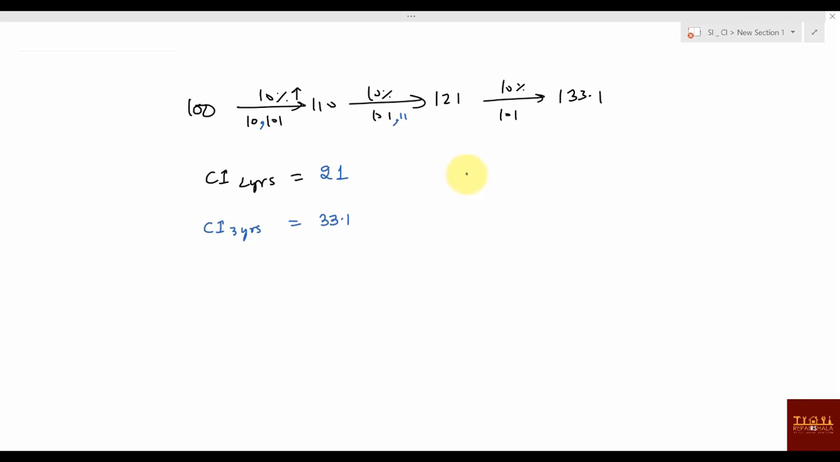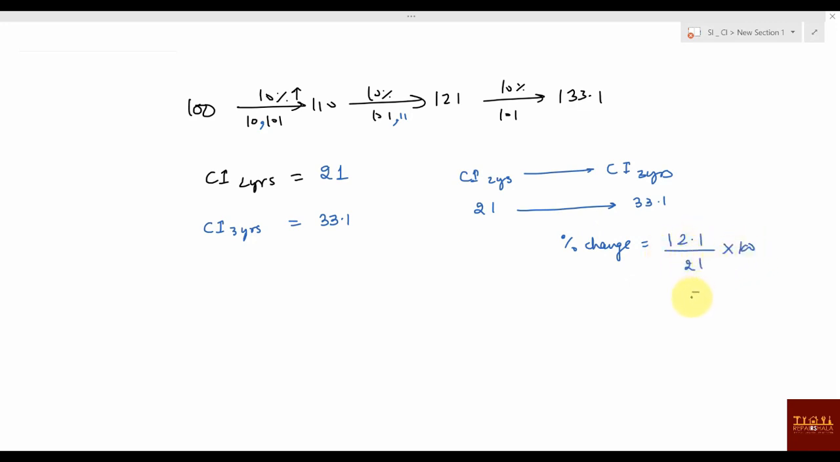What I am going to do now, understand, CI for 2 years to CI for 3 years. How much percentage change is happening? I would say this is 21 and this one is 33.1. How much percentage change is happening? Find it. You can say the difference is 12.1. So the percentage change value is 12.1 divided by 21 into 100. What is this value? 57.6 percentage change.